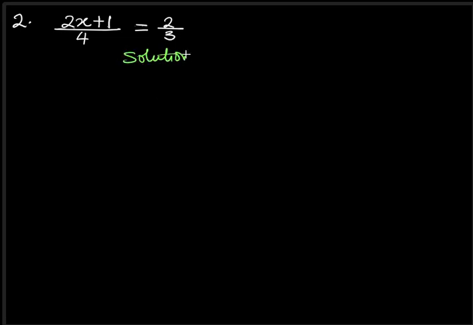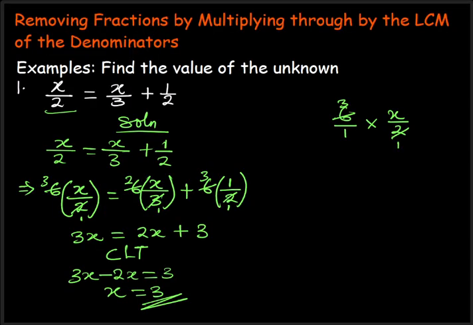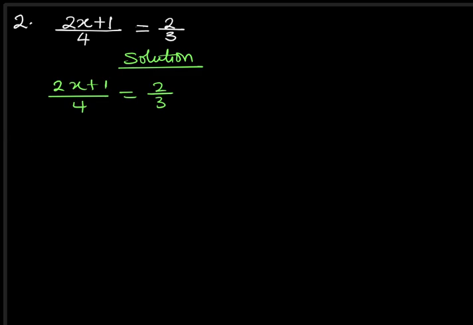Solution. This will give us, what do we have here? 2x plus 1 all over 4 equal to 2 all over 3. So what I'll do here is that I won't bother going to find the LCM. LCM of 4 and 3, that will give us 12. Our LCM will be 12.